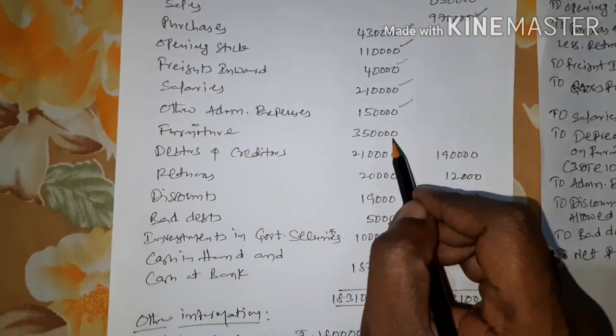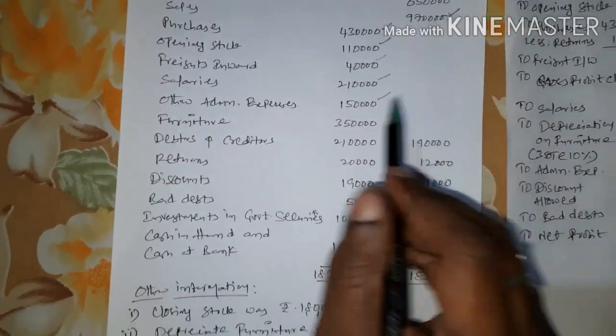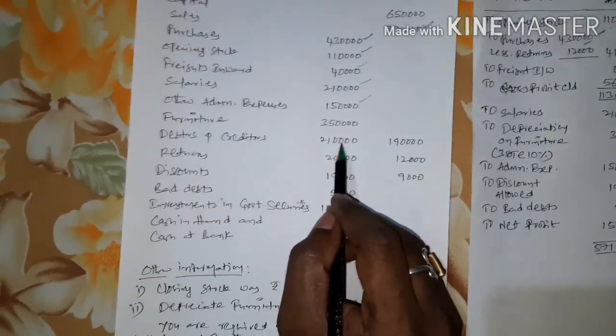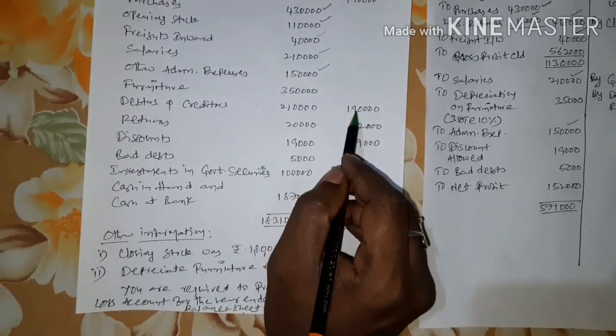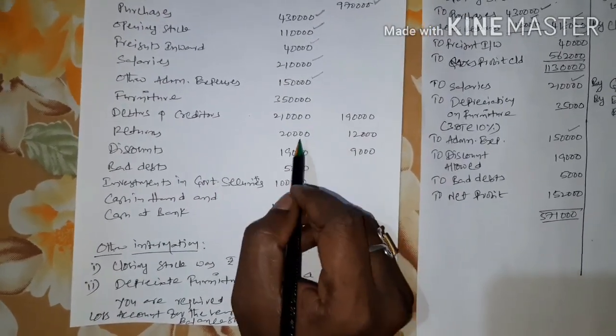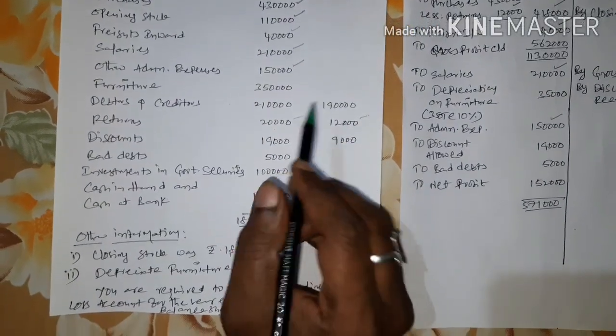Then furniture is an asset, friends, it is shown on the face of the balance sheet asset side. Debtors is an asset, friends, it is shown on the asset side. Creditors is a liability, it is shown on the liability side of the balance sheet. Returns already we have covered, friends.